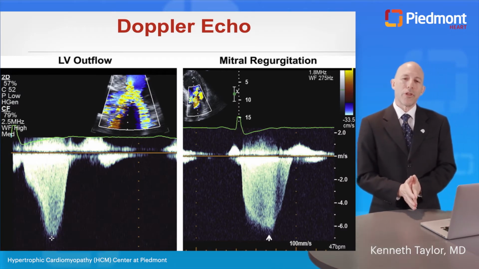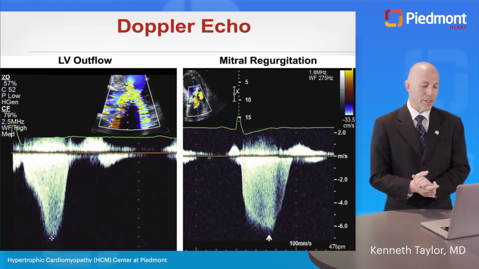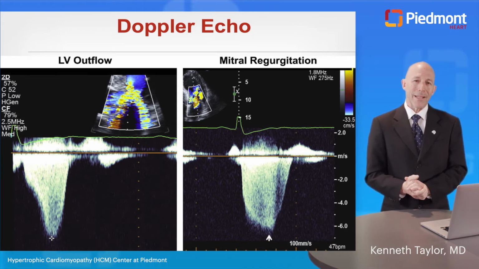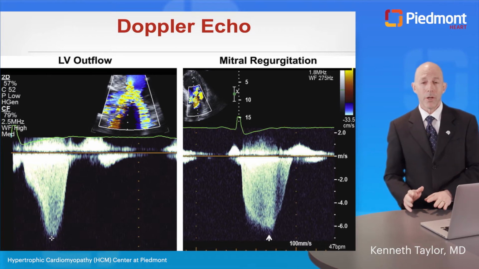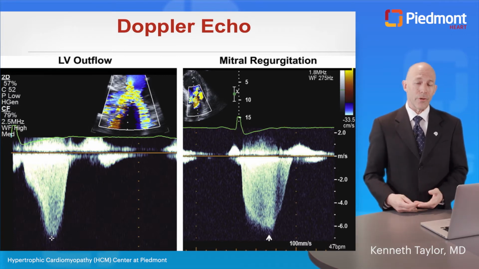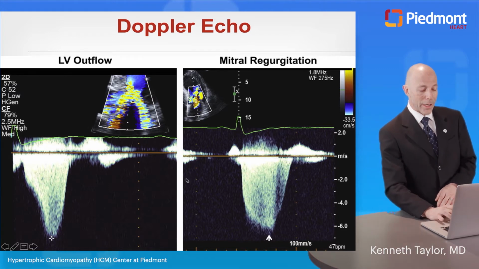When we put Doppler signals on these in the echo lab, we get different kinds of morphologies. And sometimes these two jets, the mitral regurgitant jet and the outflow tract jet, are very close to each other. And distinguishing them is very important because the velocities are different. A mitral regurgitant jet tends to be a much higher velocity. And so we look at different morphologies.